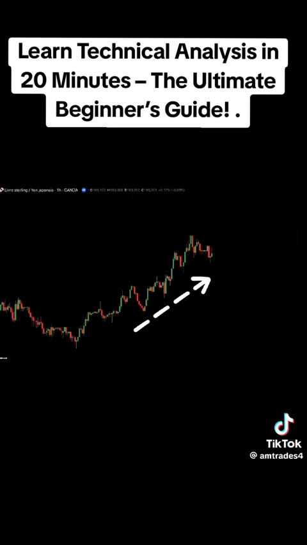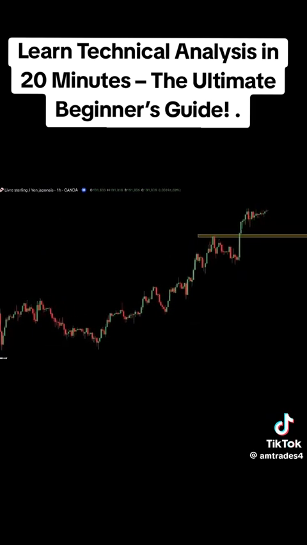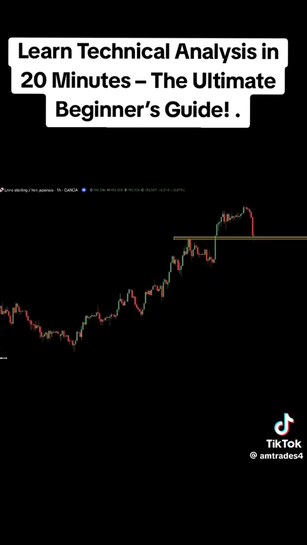The market is clearly trending up, forming a pattern of higher highs and higher lows, which tells us that buyers are in control. As price moves higher, it eventually hits a resistance level where it struggles to break through. But once it finally does, that same resistance level flips into support when price comes back down for a retest.